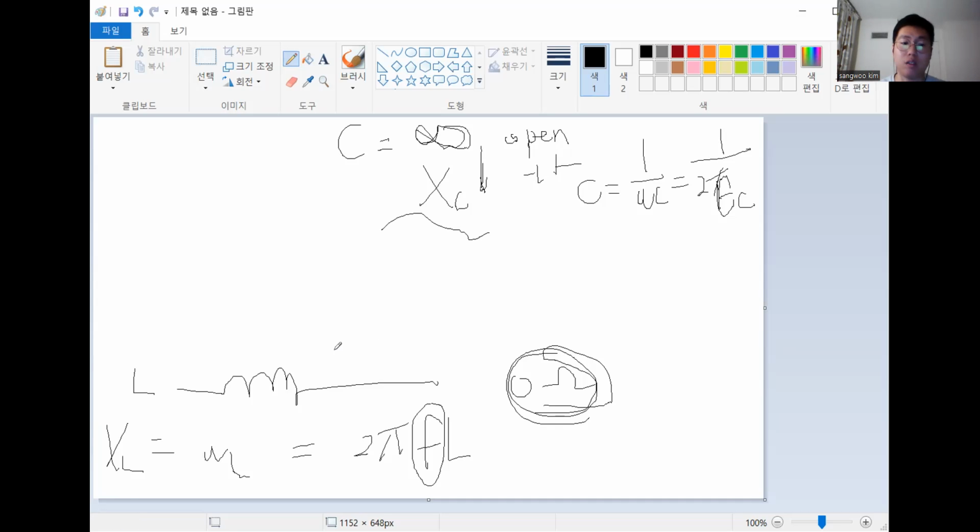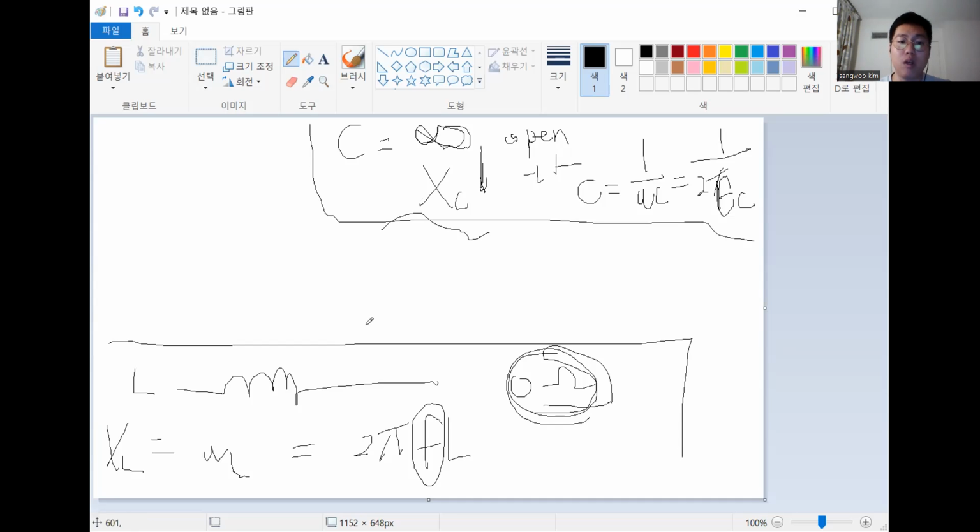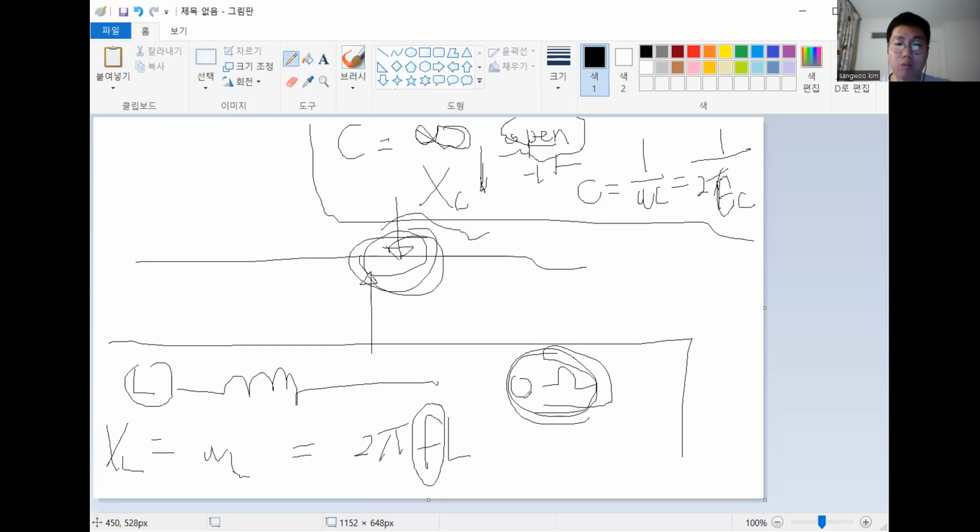That's the difference. So we need to learn about this natural property. And at some point, they will meet naturally. So we say this is a resonance frequency. It started from infinity for C, and L started from 0 ohms.